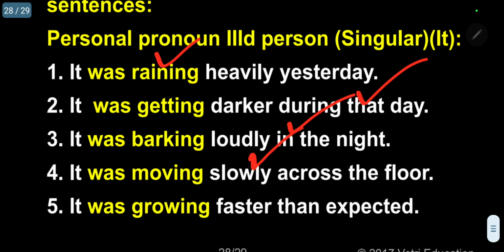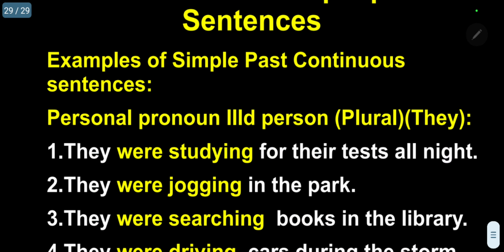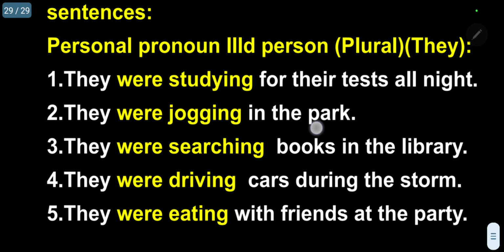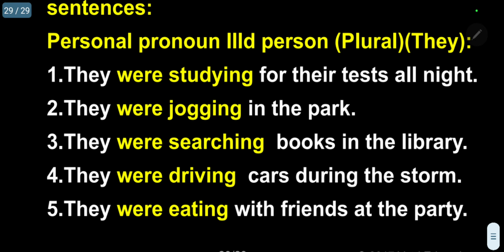It was moving slowly across the floor. Maybe an insect. It was growing faster than expected. Plant. Now we'll go for third person plural. Here also one important piece of information is there. So in all the cases I am using they.